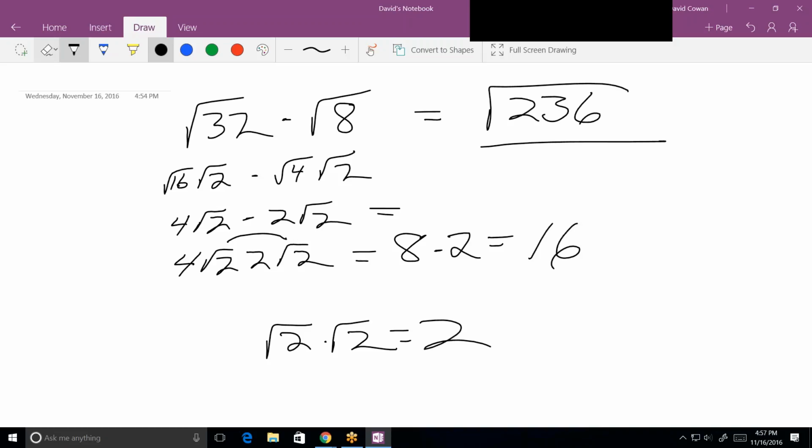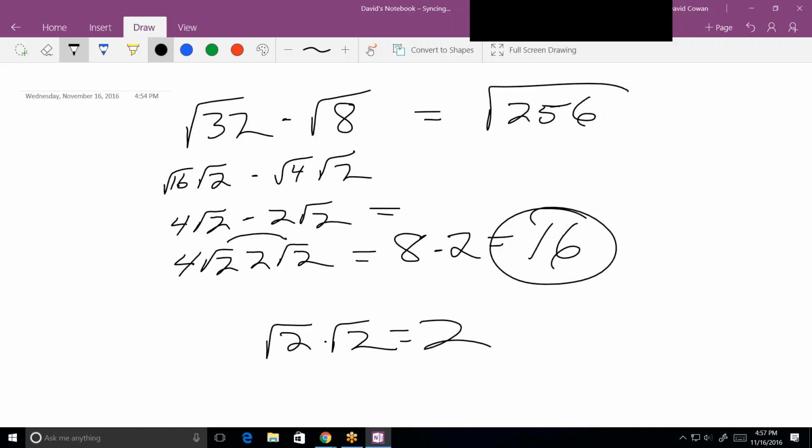I know it's wrong. I didn't do my multiplication correctly in the first place. That's not 236. 8 times 3 is 240, and if I add 16 to that, it's 256. That's right. Well, 16, the number we got by doing it this way, is the square root of 256.